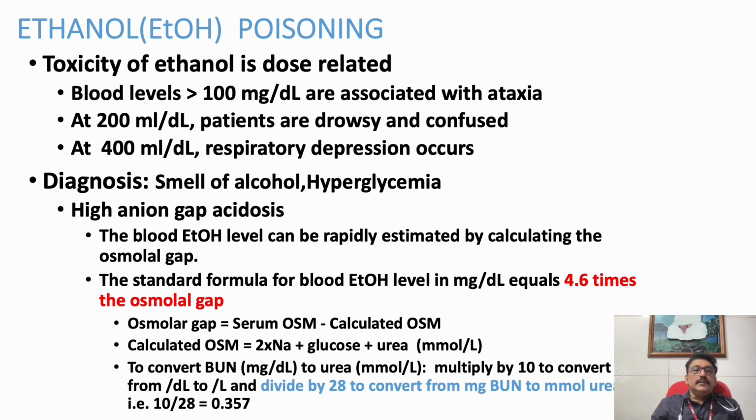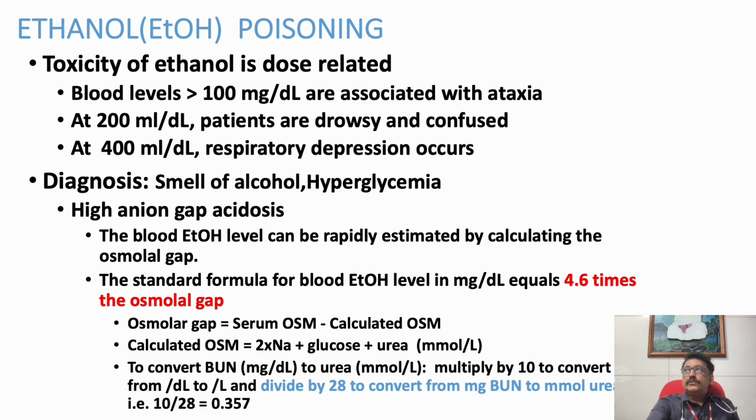So whatever it is, the standard formula for blood ethanol level in milligram per deciliter equals 4.6 times the osmolar gap. You can calculate your osmolar gap by serum osmolality minus calculated osmolality. Osmolality can be calculated by 2 times sodium plus glucose plus urea in millimoles per liter, or when we have BUN, that BUN can be divided by 2.8 to get urea. So it's a complicated formula, so we don't try all these things in the emergency room.